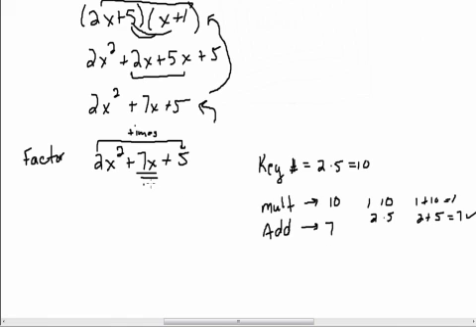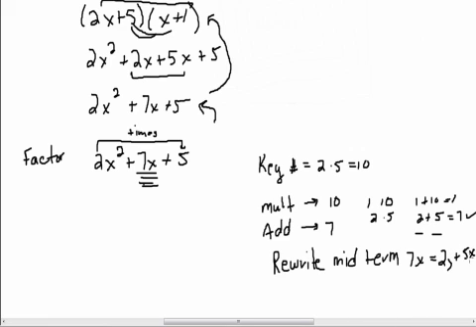So what we're going to do is rewrite that middle term, using the 2 and the 5 that we just came up with. So instead of 7x, I'm going to write that as 2x plus 5x. That should be an x right there.